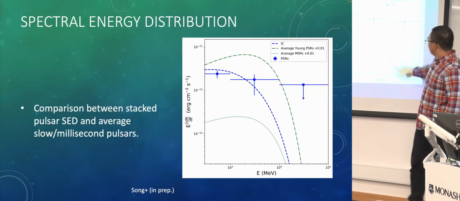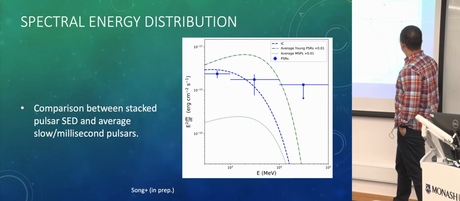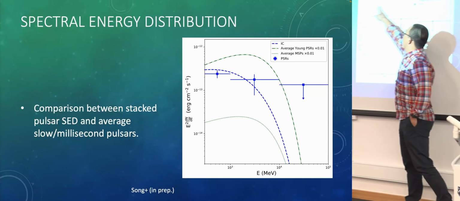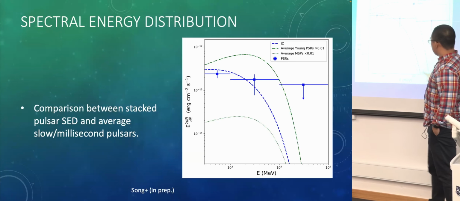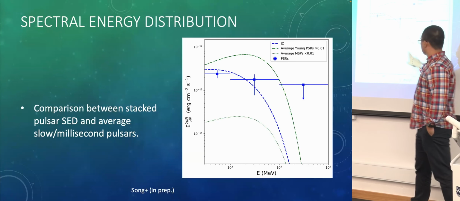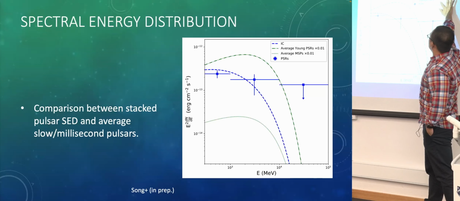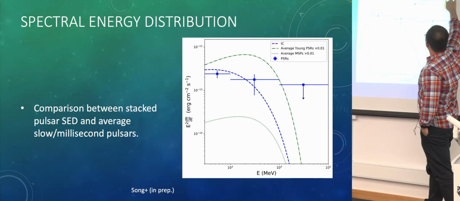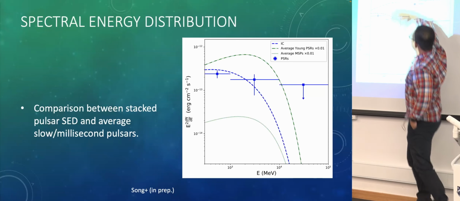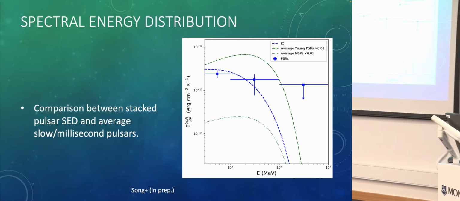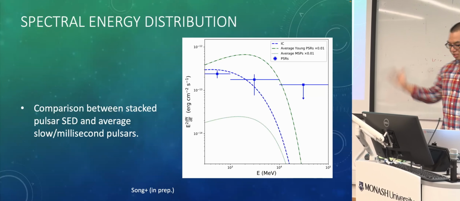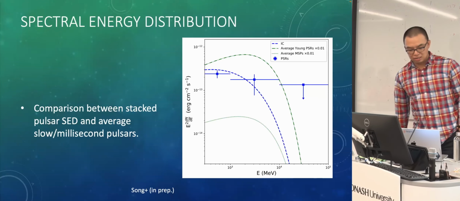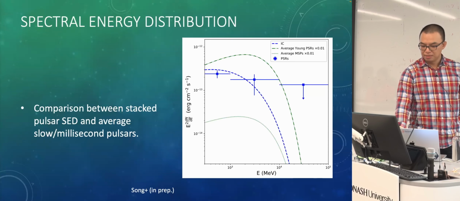We also compare this result to the average young pulsar or slow pulsars, which is here, and the average millisecond pulsar spectrum. Also note that these are scaled down a little bit, 2 orders of magnitude. They're actually much brighter than the stacked pulsar, which is expected because these are not detected. It means they're much less bright.